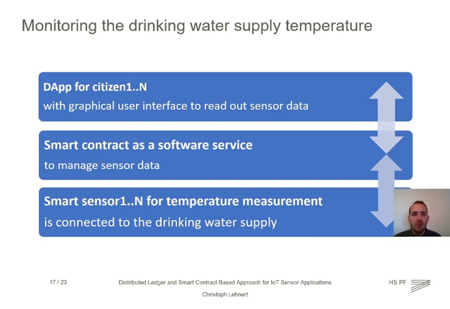A system of smart sensors in the drinking water supply is considered as a safety-critical application area. There it is necessary and prescribed by standard that the temperature of the water does not exceed a defined amount of degrees Celsius. By combining a smart sensor and a smart contract, as shown in this figure here, it is possible for every citizen to call up the stored and calculated values.